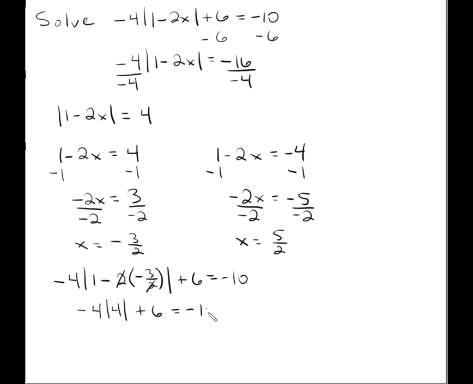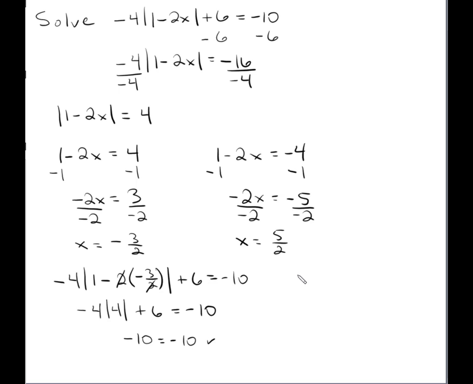And we want to make sure that that really is equal to minus 10. And sure enough, negative 4 times 4 is negative 16. And then if you add 6 to that, you do get negative 10. So we do end up with a true statement. Negative 10 is equal to negative 10. And that is a solution then.